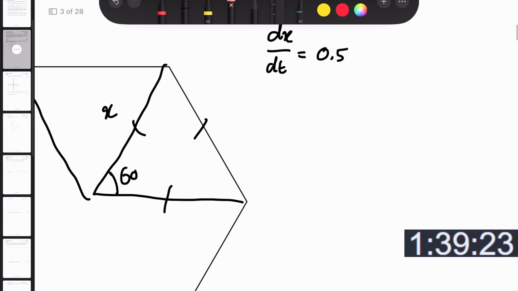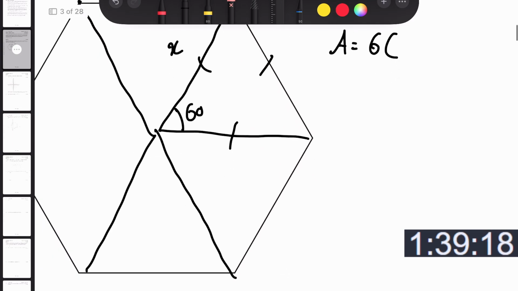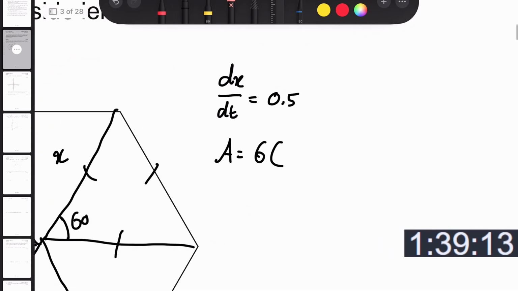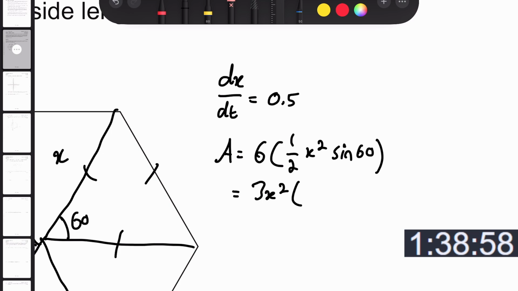Because these are all the same, and then area is going to equal, we're going to have 6 of these triangles because it's a hexagon. So half of ab sine C. Now half of x squared sine of 60. So it's going to be 3x squared times, now sine of 60 is square root of 3 on 2. So this is going to be 3 square root of 3 on 2 x squared.